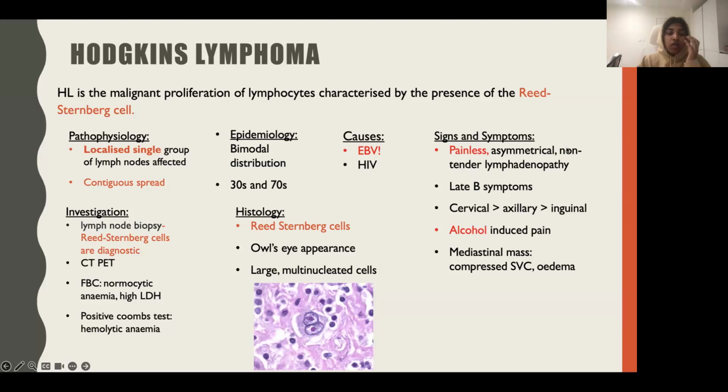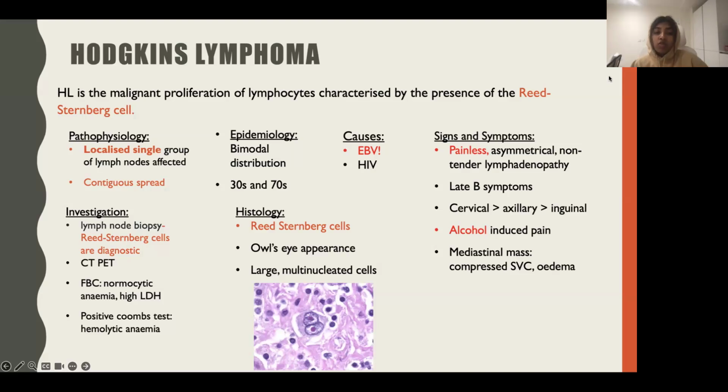Hodgkin's lymphoma. This is the malignant proliferation of lymphocytes characterized by the presence of the Reed-Sternberg cell. A lump or lymphadenopathy getting painful when you drink alcohol is Hodgkin's lymphoma, classic. Pathophysiology is that it's a localized single group of lymph nodes affected, and it spreads through contiguous spread. Investigation, for lymphomas, rule of thumb, you want to do a lymph node biopsy. Makes sense. It's a lymphoma, so biopsy the lymph node. That would be your investigation of choice.